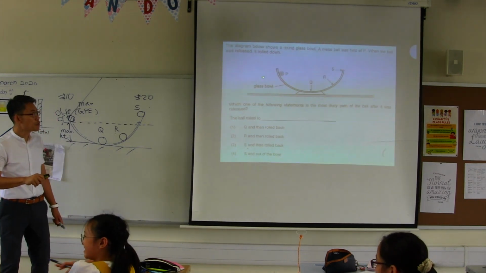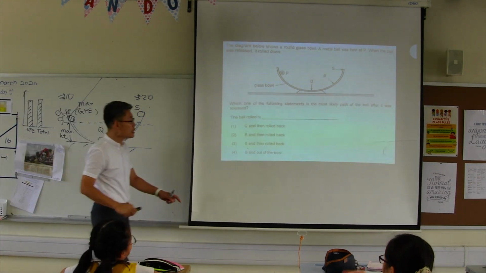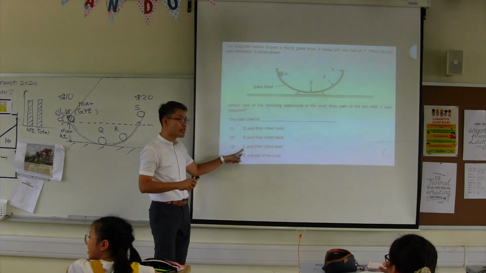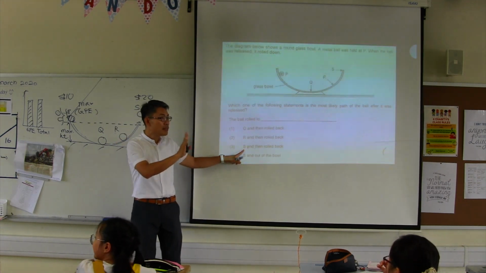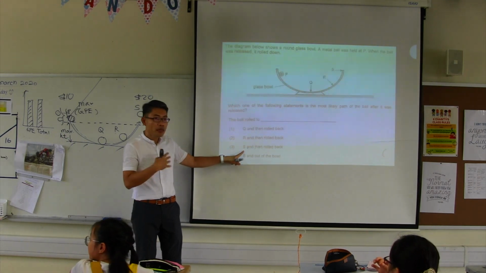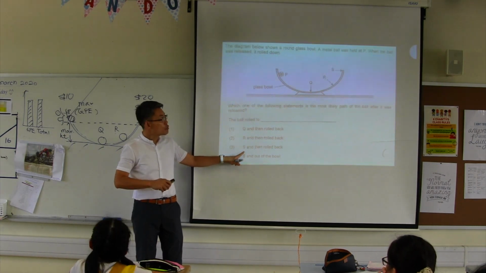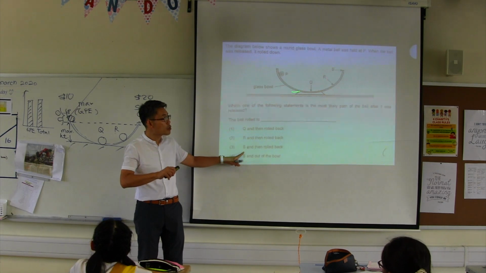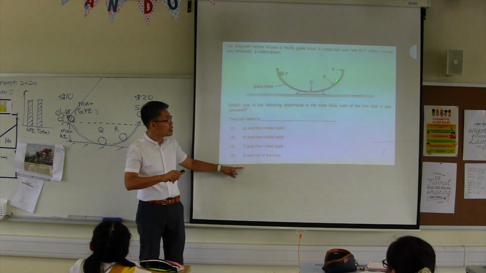So those who chose 3, you chose this because you were looking at a skate park without friction. In the real world, there's friction. This will never be never-ending, moving non-stop. It will definitely come to a stop. Therefore, it cannot go to the highest.